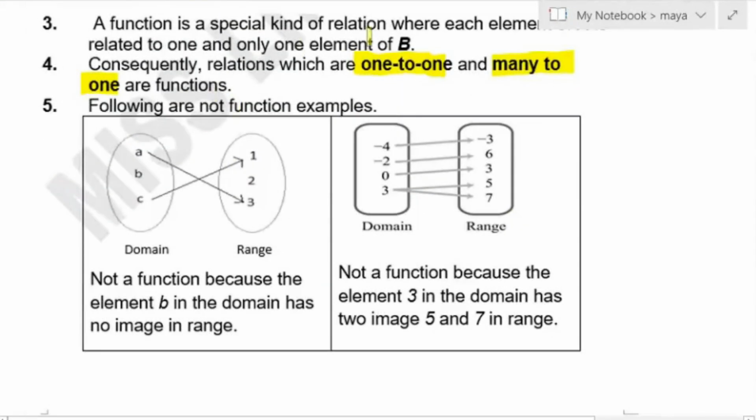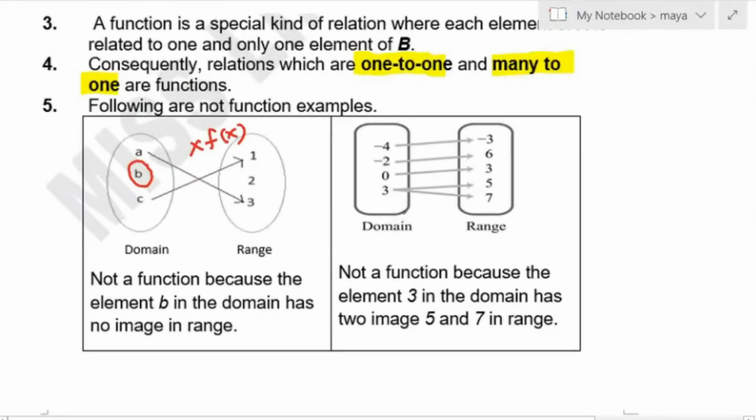For example, the following is also not a function. Let's say for the element b in the domain, it is our question, but it doesn't have any answer. So it has no image in the range. So dia tak ada jawapan. When there is no answer, this relation will not be a function.